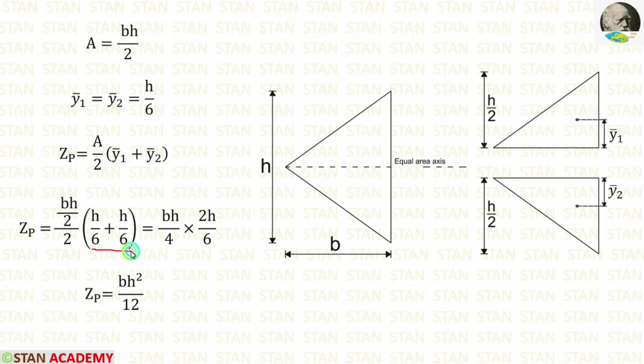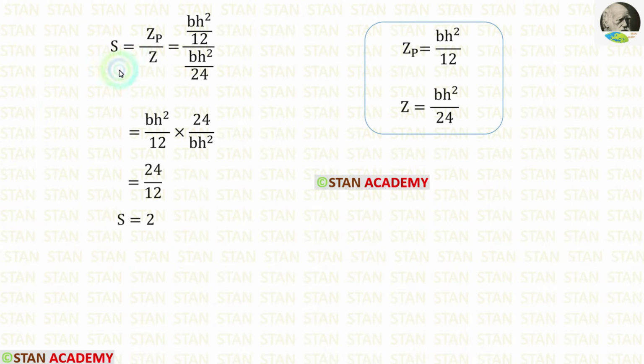H by 6 plus h by 6, we will get 2h by 6. 2 into 2, we will get 4. We can cut this 2 and 4. Here it will be 2. 2 into 6, we will get 12. H into h, we will get h square. Finally, Zp is equal to bh square by 12.